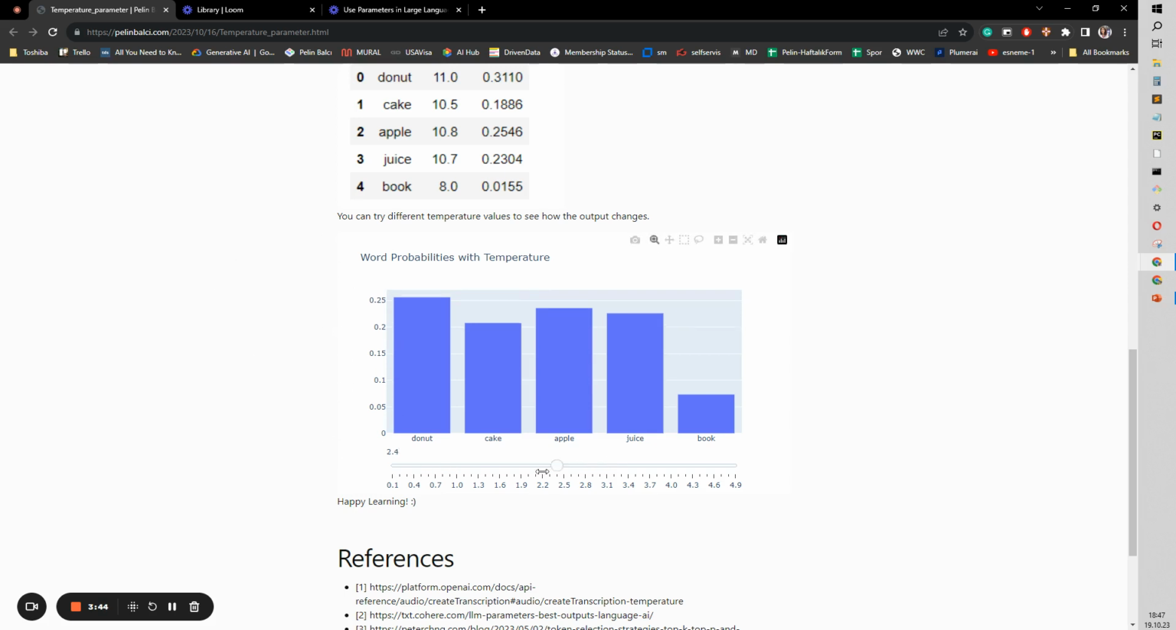Temperature 1 gives us original softmax results. Here, donut is the most probable one. As you can see, if we decrease the temperature, the one with the high probability stands out. When we increase the temperature, the probabilities are getting close to each other. What does this provide? Decreasing the temperature parameter reduces creativity and allows us to get similar answers. Increasing the temperature allows us to get much more different answers.